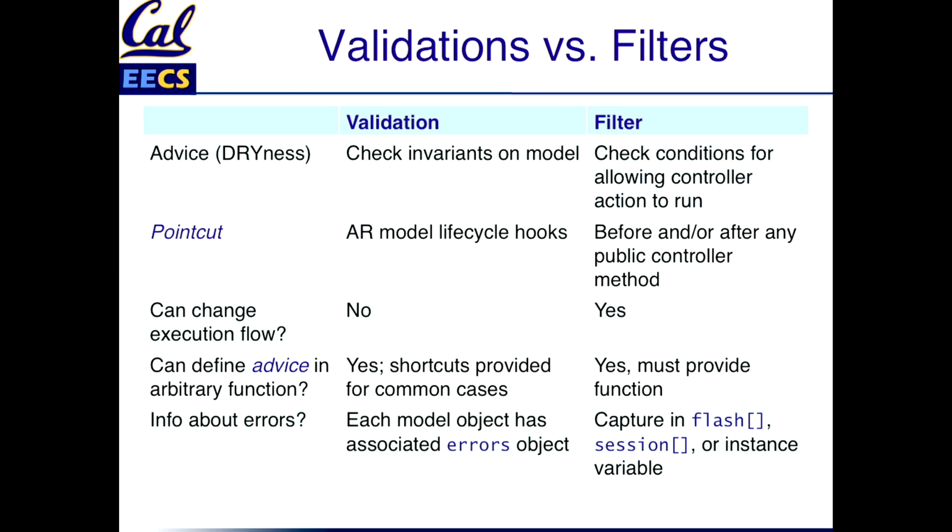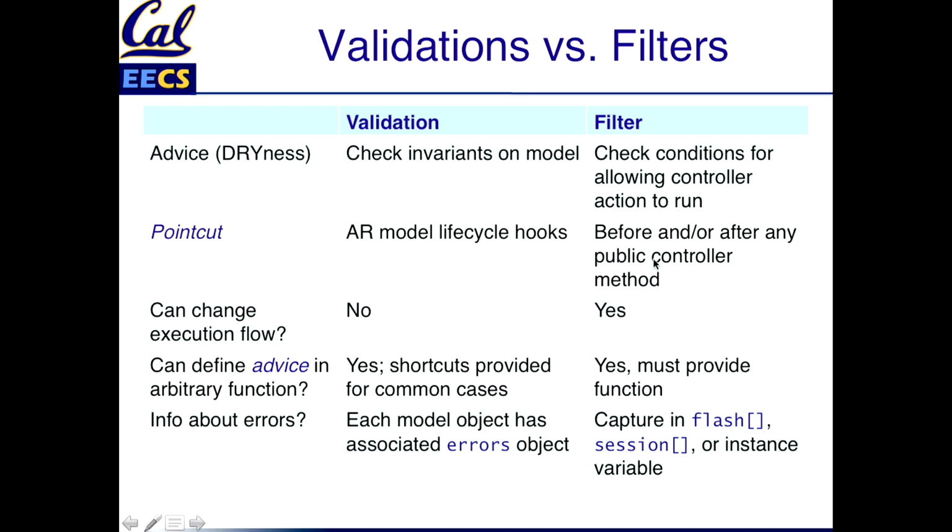So comparing validations and filters, they're both a way to help DRY things out because you can declaratively specify what you want to have happen rather than sprinkling calls all over the place. They're both point cuts in the aspect-oriented programming sense, but Rails has chosen where the point cuts are. We don't get to change that. In the case of validations, there's a well-defined lifecycle where these different hooks are called when a model is going to be saved. Those are the points at which you can intervene. One of those points is when validations are called.